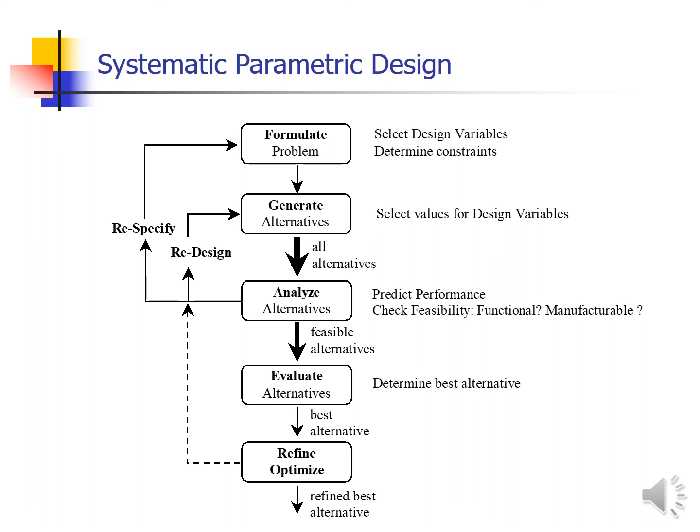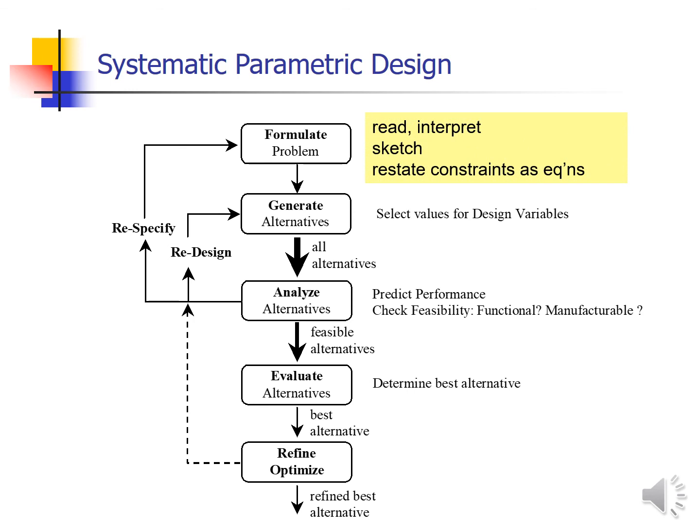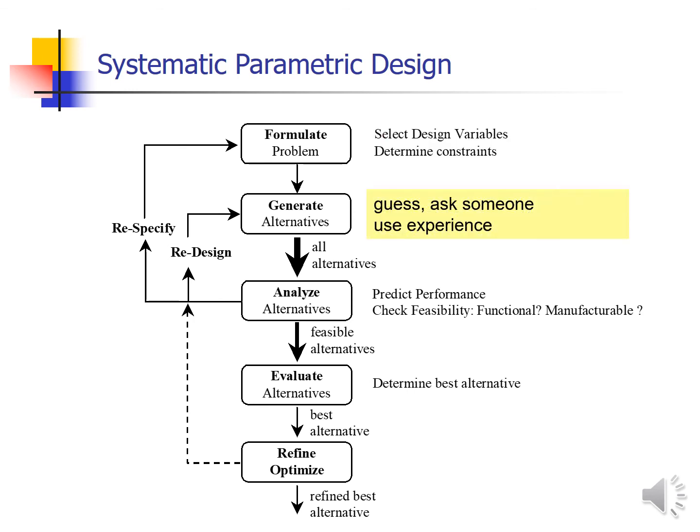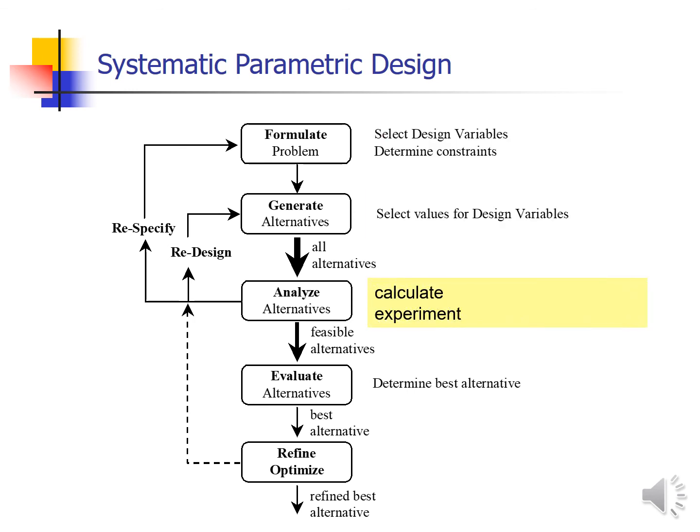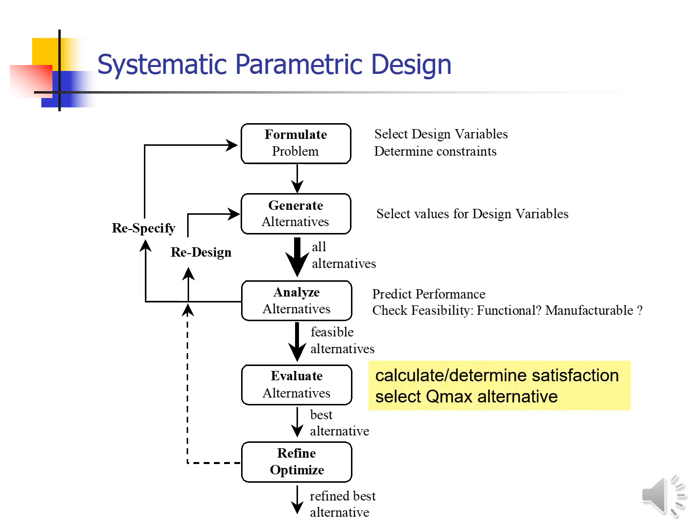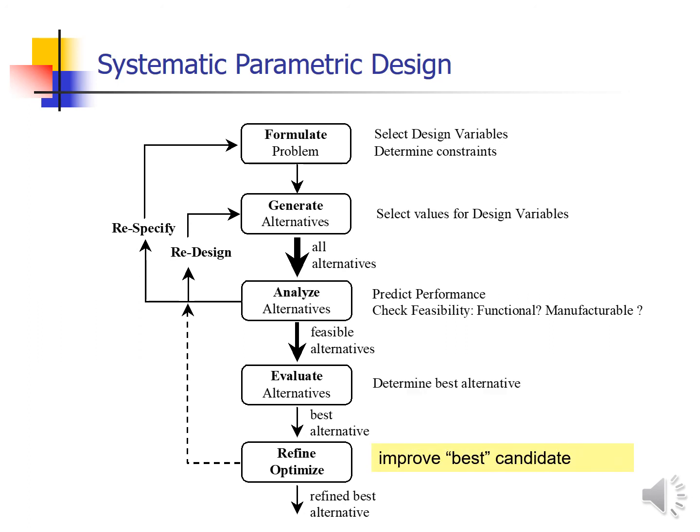Back to this systematic parametric design. The same concept, you can do the selection of variables, select the value for design variables and predict performance, check the feasibility of function and manufacturing, and select the best alternative. This is the method that you can do. And then this means calculate, experiment, and use the Qmax to set the final decision.